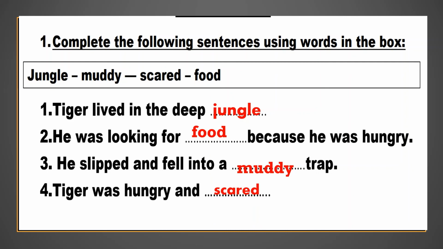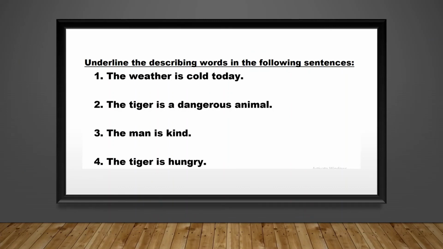Let's do some more practice on describing words. Underline the describing words in the following sentences. I'm going to read the sentences for you. 1. The weather is cold today. 2. The tiger is a dangerous animal. 3. The man is kind. 4. The tiger is hungry. Now, underline the describing word in each sentence. Think for a while.